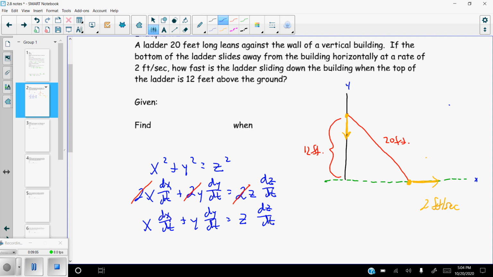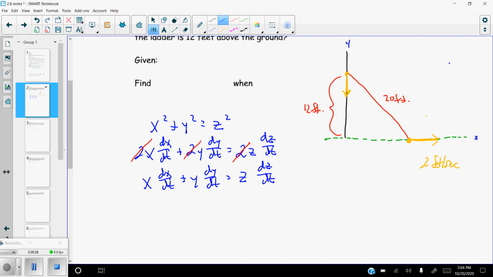Well, according to our current formula, I've got 6 unknowns. I've got x, y, and z. I've also got dx dt, dy dt, and dz dt, all of which are currently unknown values. Let's figure out what we've got. Okay, so I know that z is 20. That is this part right here. This is my z value. I know that y is 12. That's that one right there.